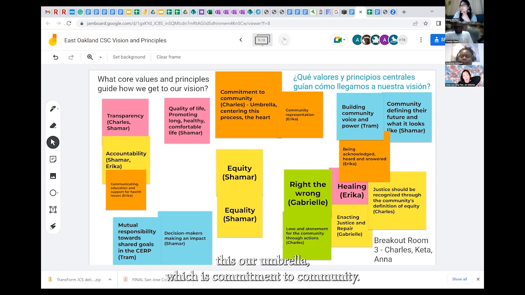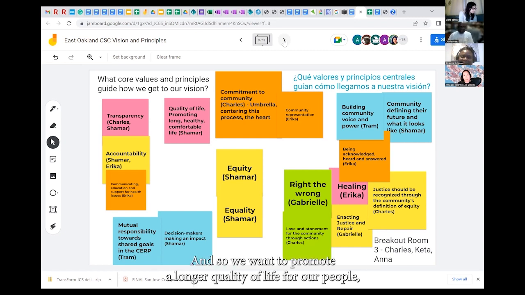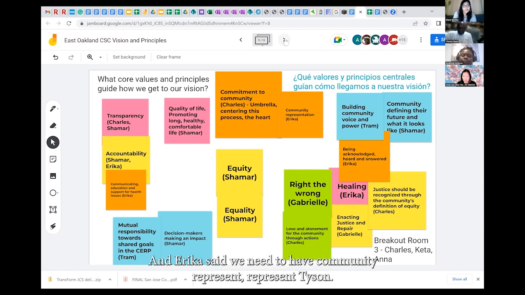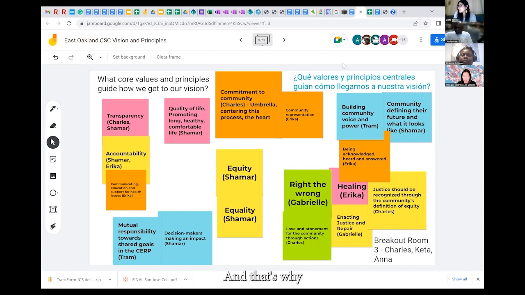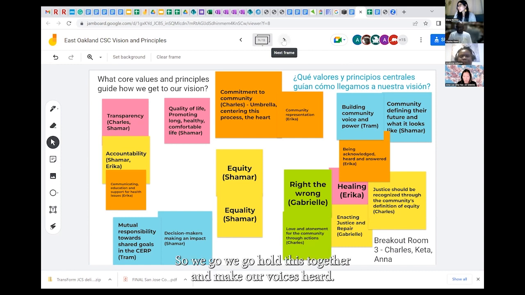And then we have our umbrella, which is commitment to community. This is the heartbeat of why we're doing this work, because we're committed to the community being better. We want to promote a longer quality of life for our people, because right now we have the lowest life expectancy in our communities. And Erica said we need to have community representation, and that's why this steering committee is here, because this is community representation. So we're going to hold this together and make our voices heard.